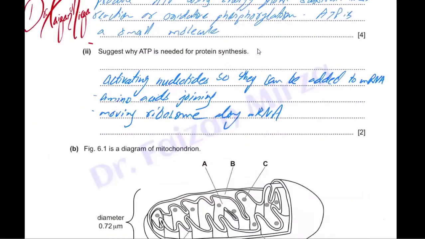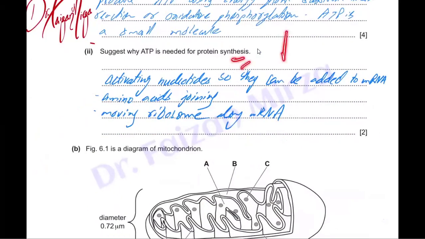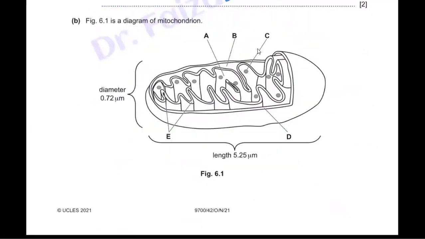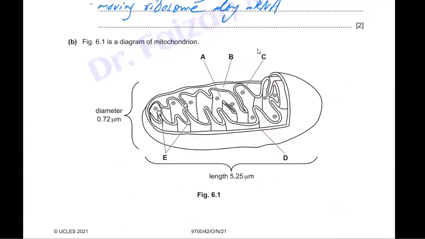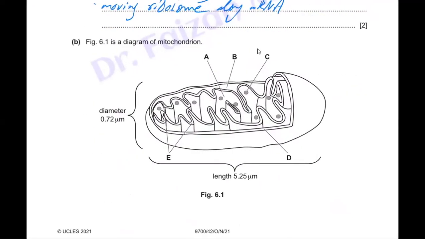Suggest why ATP is needed for protein synthesis. Here they're expecting you to recall your AS level. In protein synthesis, the nucleotides need to be activated so that they can be added into mRNA. Amino acid joining also requires ATP. Moving the ribosome along the mRNA would need energy as well, because that's a movement. Wherever movement is occurring, ATP energy is being used, whichever process is occurring in the cell.